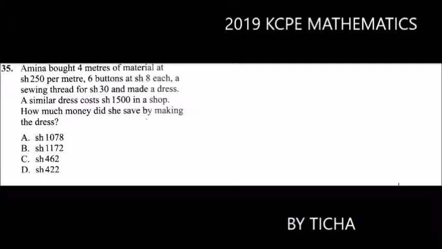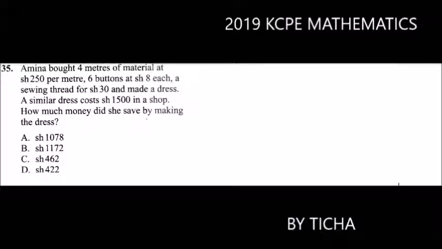Question number 35. Amina bought 4 meters of material at 250 Kenyan shillings per meter, 6 buttons at 8 shillings each, a sewing thread for 30 shillings and made a dress. A similar dress costs 1,500 shillings in a shop. How much did she save by making the dress?